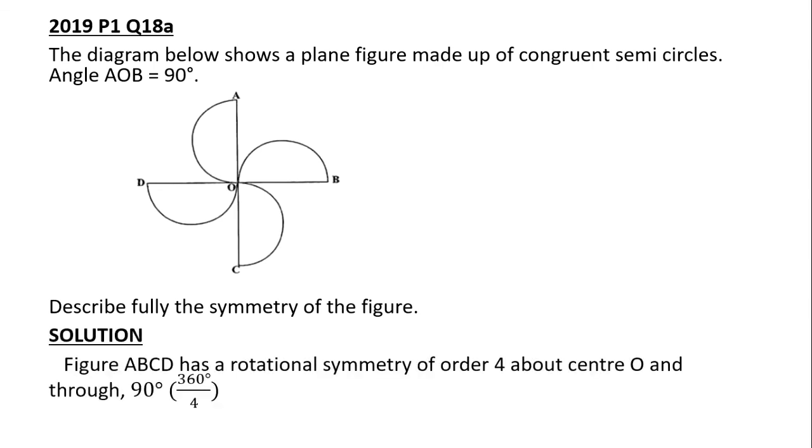Now, figure ABCD has a rotational symmetry of order 4 about center O. It can be rotated 4 times so that it has the same orientation, where the semicircles will be able to fit on themselves. They can only fit on themselves at an angle of 90 degrees, which is 360 over 4. So it will be able to fit on itself 4 times. As simple as that.